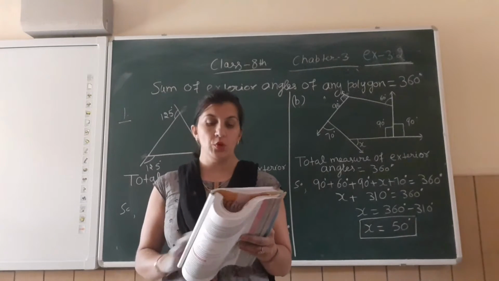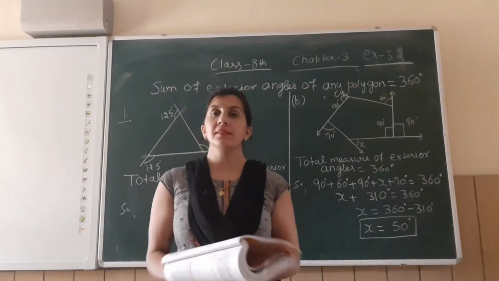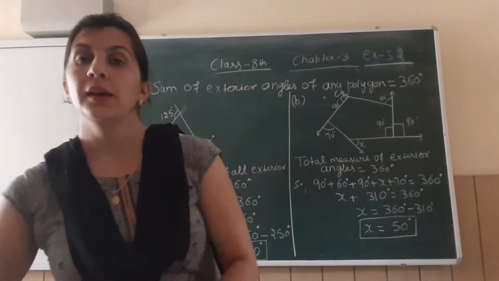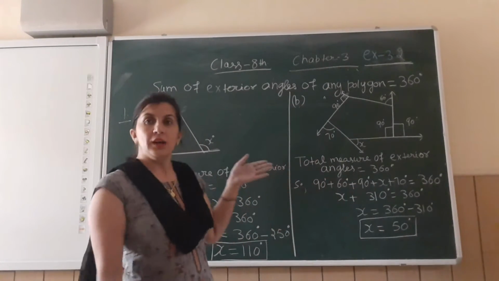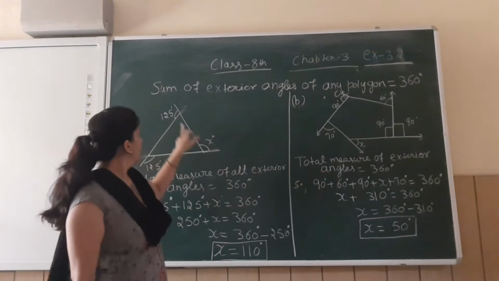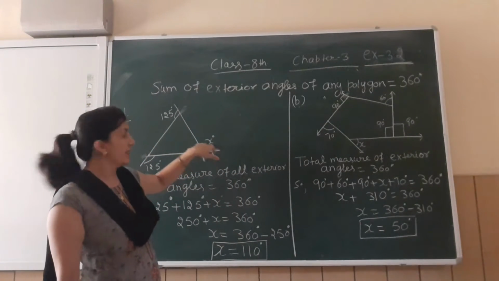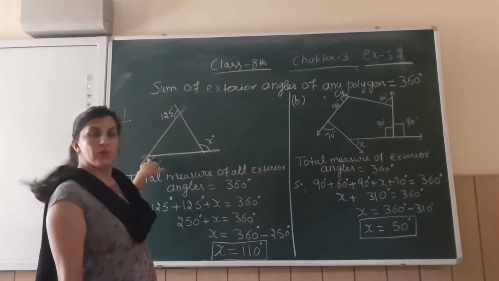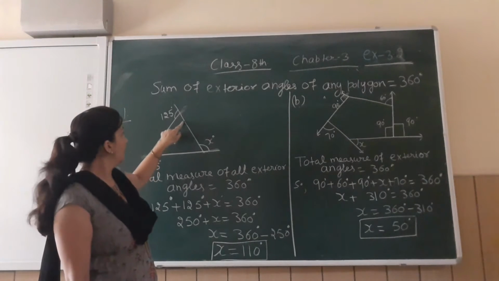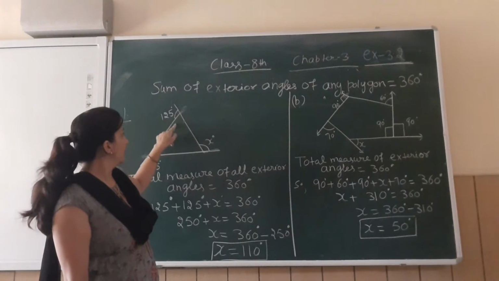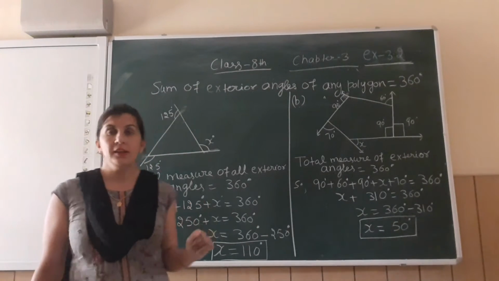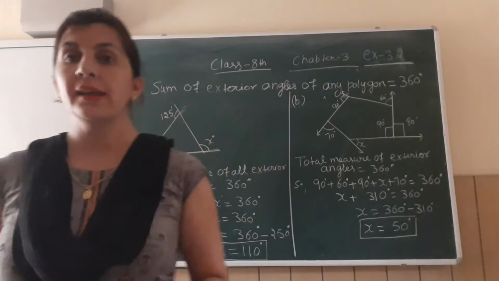Next, exercise 3.2. In this exercise, we are studying exterior angles. Which angles are exterior angles? The angles which are on the outside of a figure. Like in this figure, x is an exterior angle, this is an exterior angle, 125, this is also an exterior angle. If the angles come inside the figure, then they are called interior angles. The exercise is about exterior angles.